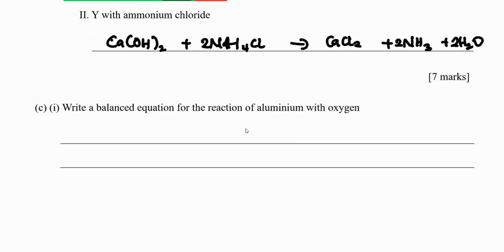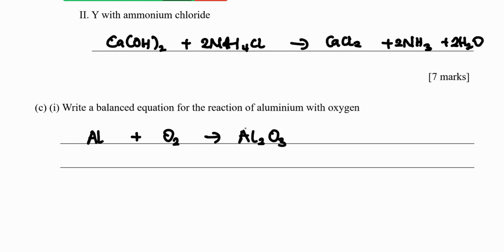The next question says, write a balanced equation for the reaction of aluminium with oxygen. We have aluminium like this, and if it is reacting with oxygen, when aluminium bonds with oxygen, it gives us this, because aluminium will take the valency of oxygen, which is 2. Oxygen will take the valency of aluminium, which is 3. So the next thing for us to do is to actually balance this.